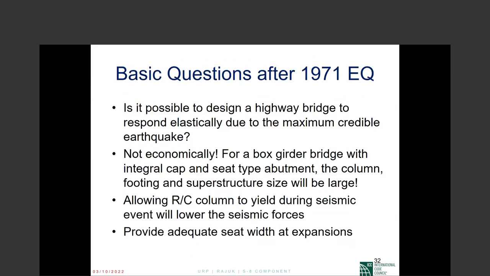One of the basic questions that we have, once we have the 71 earthquake, is can we design a bridge to respond elastically for the biggest earthquake? The answer is yes, but it's really not economical, because if you are dealing with a box girder with integral cap and a C-type abutment, if you want to design it inside the elastic range, you will get into a loop where the column becomes bigger each time you iterate on the design. And when the column becomes bigger, the footing becomes bigger, the superstructure size becomes larger, and you get into a vicious cycle where you get a very large column size, and it becomes really not realistic.